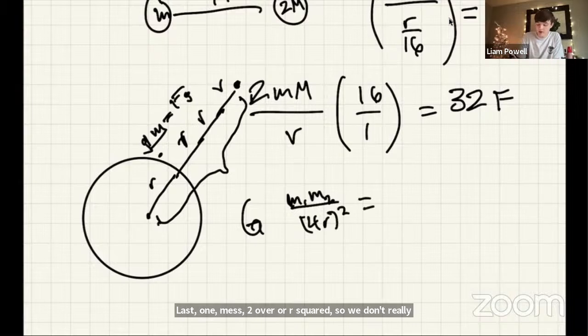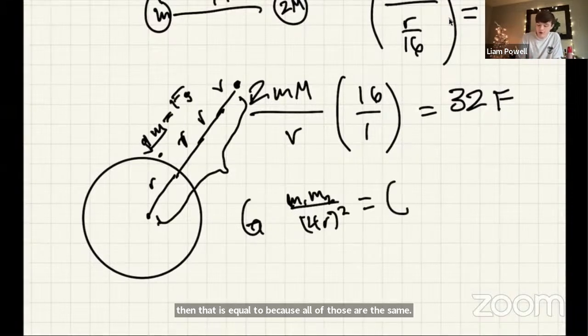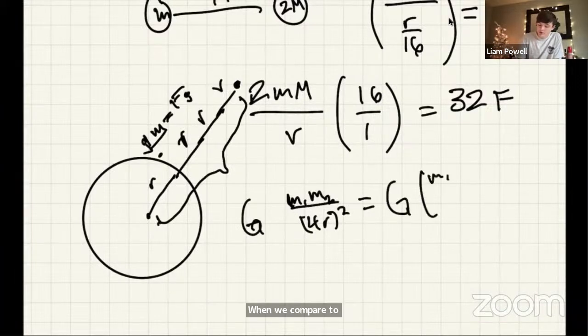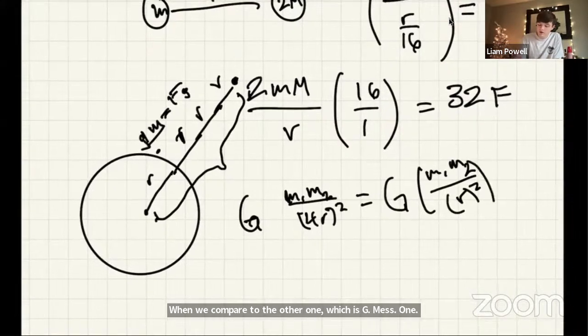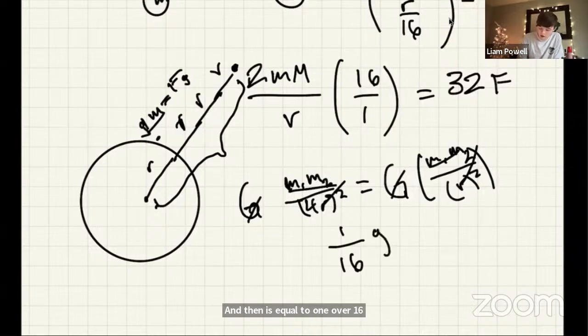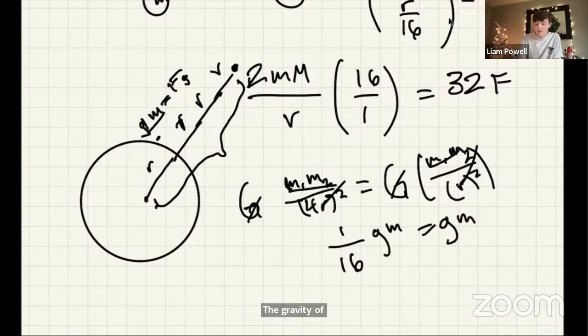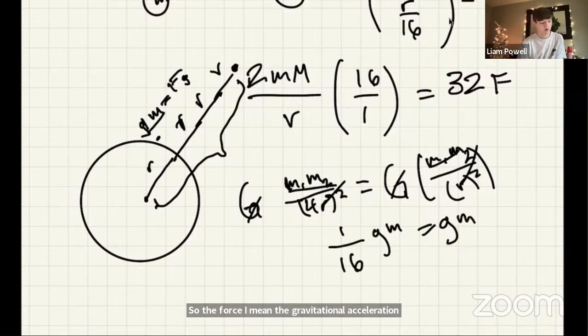And then that is equal to, because all of those are the same, when we compare to the other one, which is G mass 1, mass 2 over r squared, it cancels out and then is equal to 1 over 16 times the gravity of Mars when you're far away versus at the surface. So the gravitational acceleration would be 1/16 of what it is at the surface.